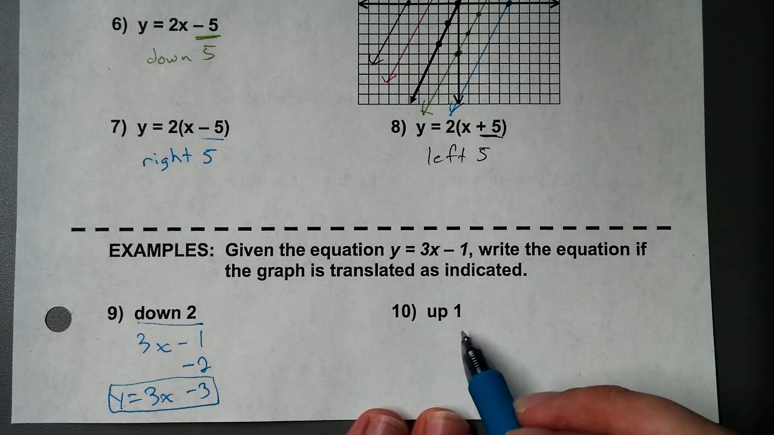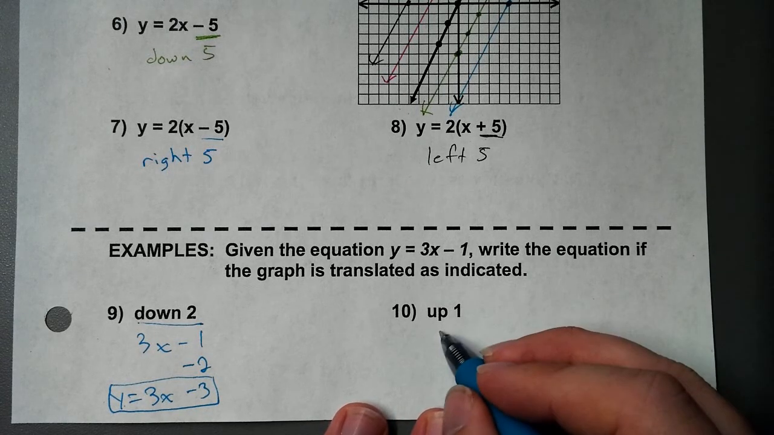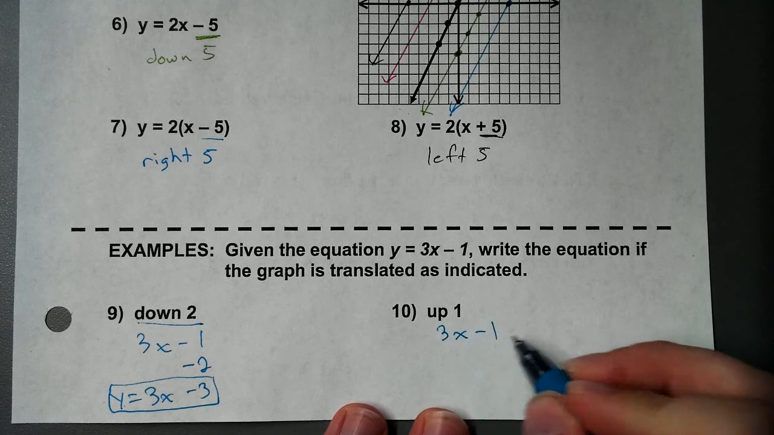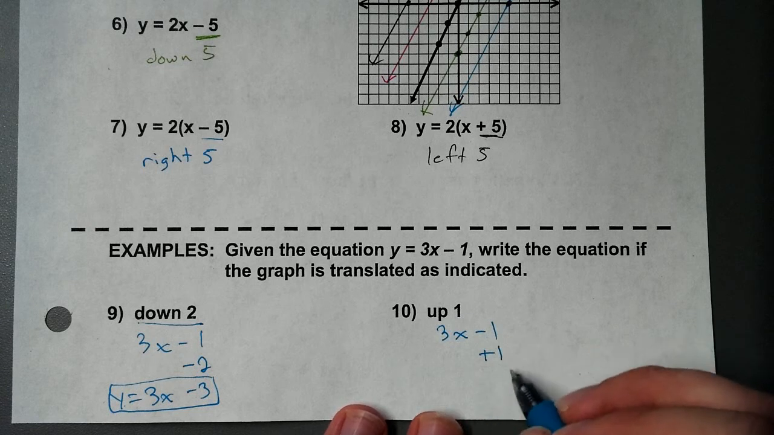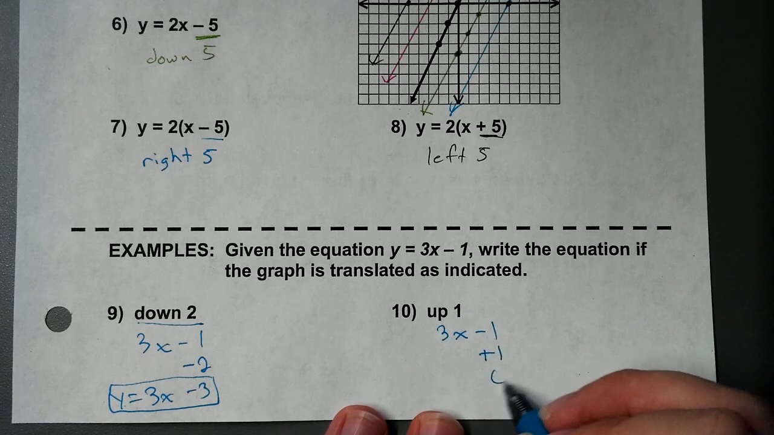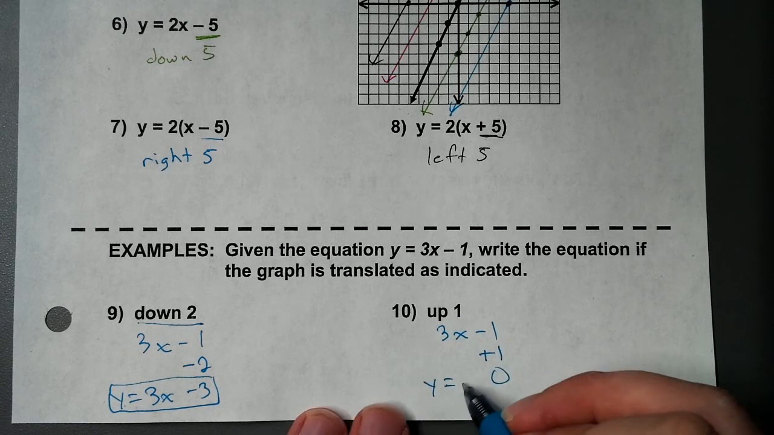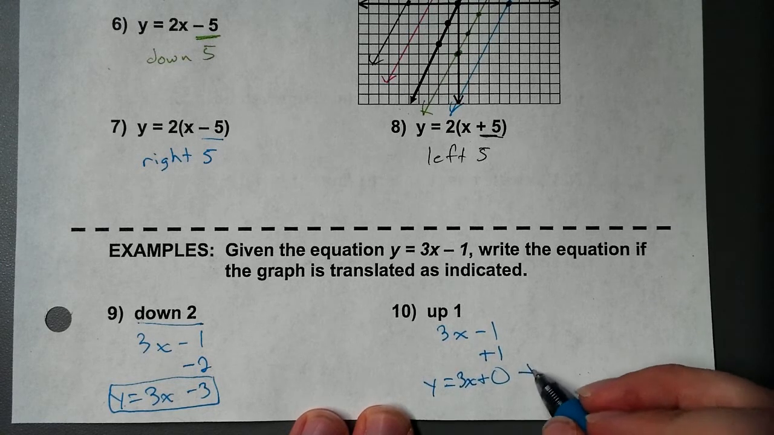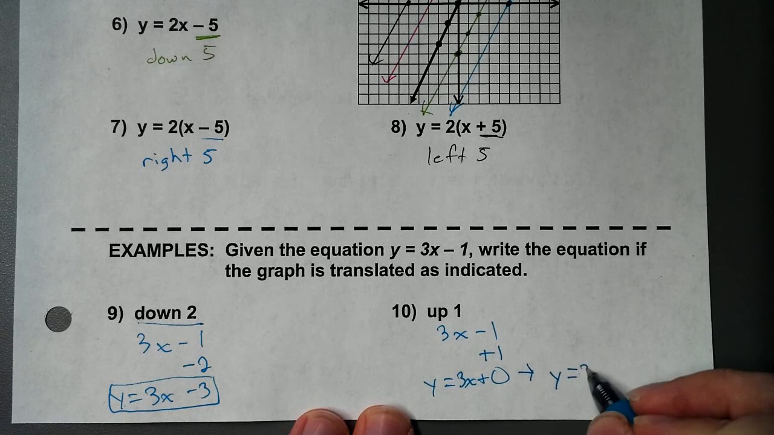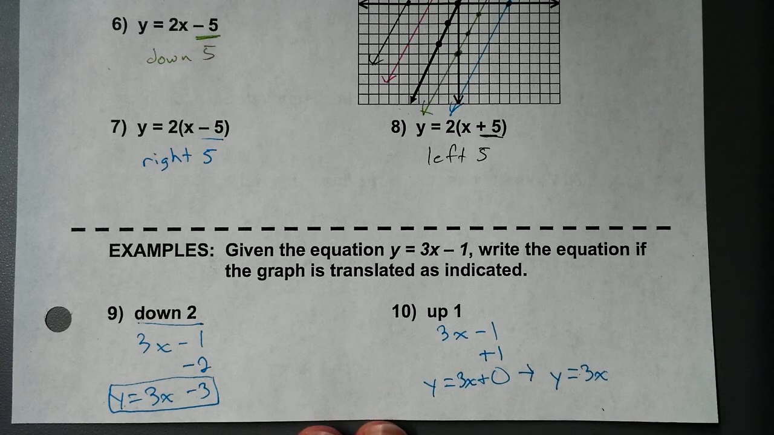Now, if we took it and went up 1, well, we started at 3x minus 1. Going up 1, we're just going to add 1 over here. Negative 1 plus 1 is 0. So you can write y equals 3x plus 0, but a more proper way to write it would just be y equals 3x, because if you add nothing to it, it doesn't change.